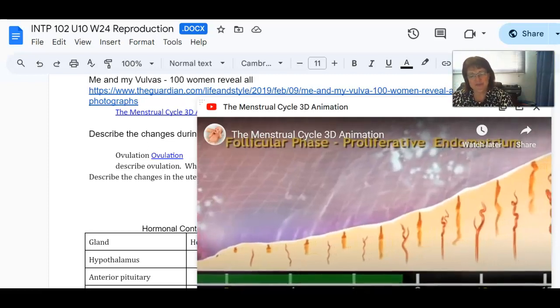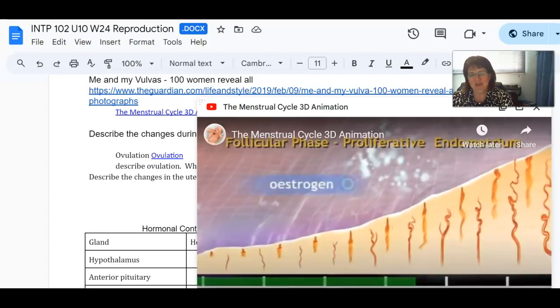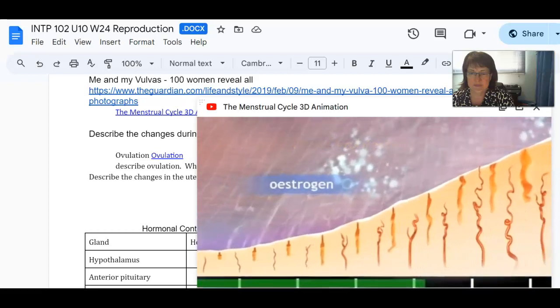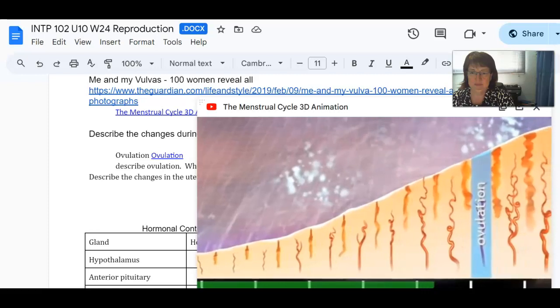In the follicular phase, the developing follicle secretes estrogen. And notice this is the British spelling of estrogen. So estrogen is secreted from the growing follicle. The estrogen will start the lining of the uterus. It's progesterone that helps maintain it. Increasing amounts of estrogen hormone encourage regeneration of the endometrium.